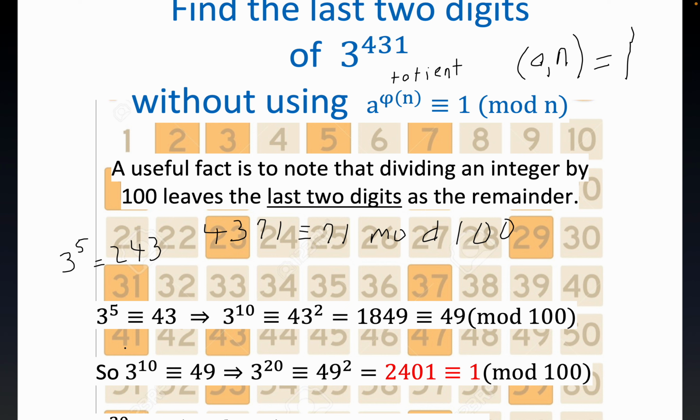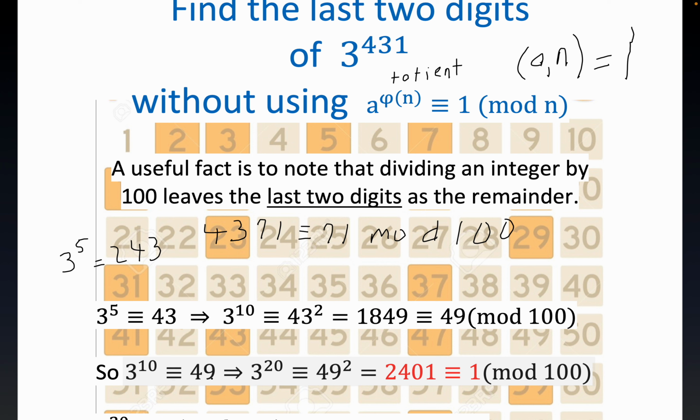Now, the nice thing about congruences is you can treat them just like equalities in most cases. So if I square 3 to the 5th, I get 3 to the 10th, but then I get 43 squared. Here's another computation you would have to do. 43 squared is 1849. You would have to do that by hand, no calculators, to make this legitimate. 1849 is congruent to 49 mod 100 because you have 49 as the last two digits. So 3 to the 10th is congruent to 49.